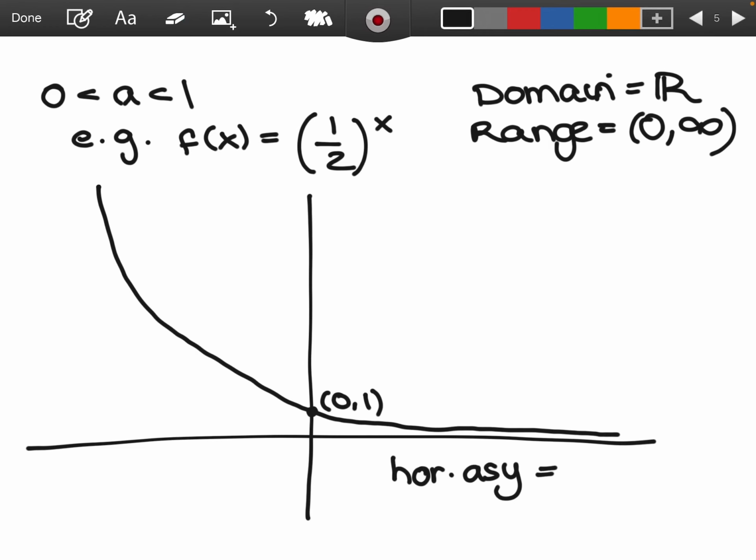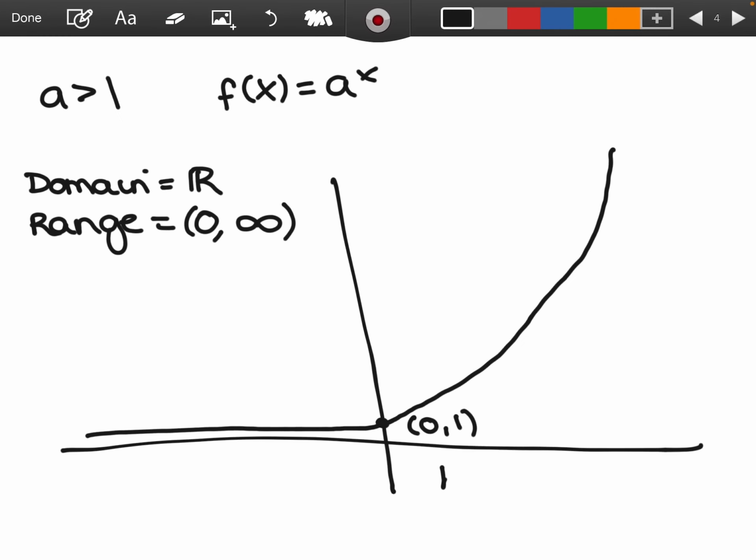And like I said, we have this horizontal asymptote in both cases, and the horizontal asymptote is just y is equal to 0, and that is the same in both cases.